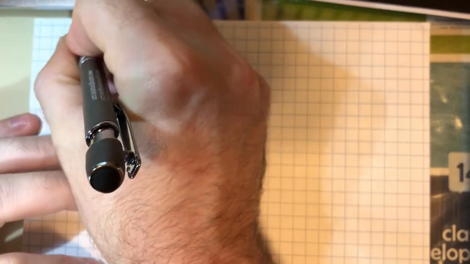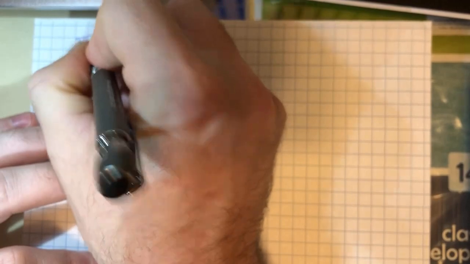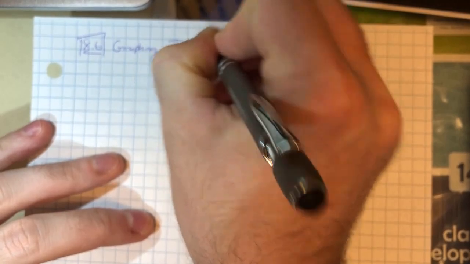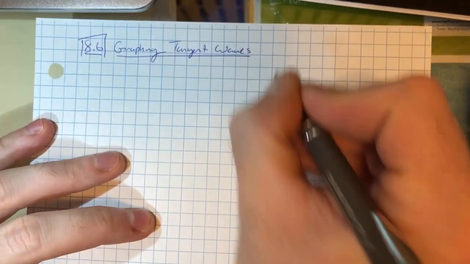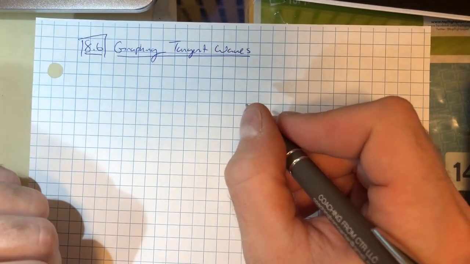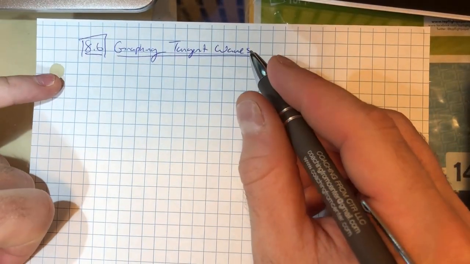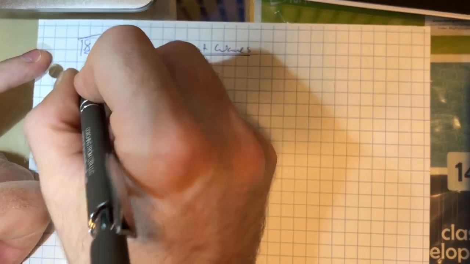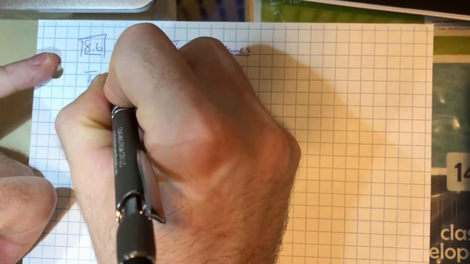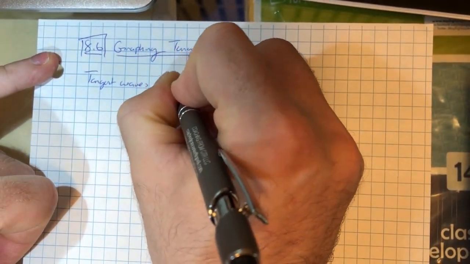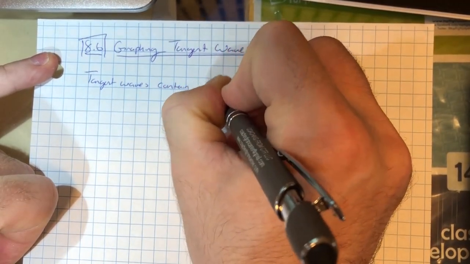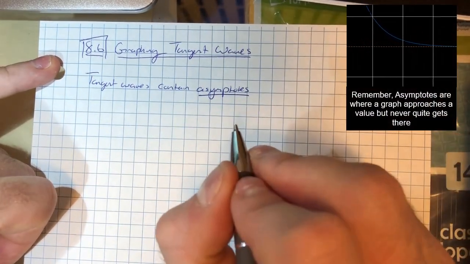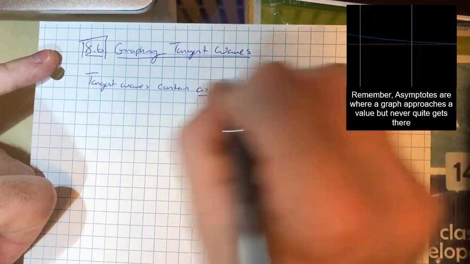So in 8.6, what we're looking at is graphing tangent waves. Tangent waves, like sine waves, we're going to have to go through the unit circle using those special right triangles. So let's take a few things that we're going to be seeing here in tangent waves. The first thing is tangent waves contain asymptotes. And we'll see that here in a minute. And that's because of the relationship between the legs of the triangle.